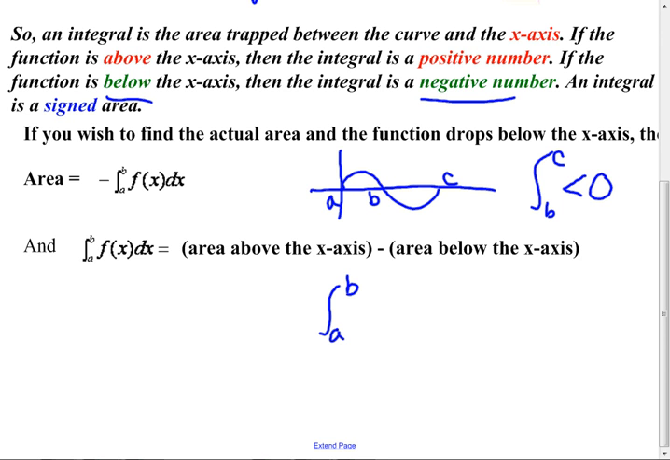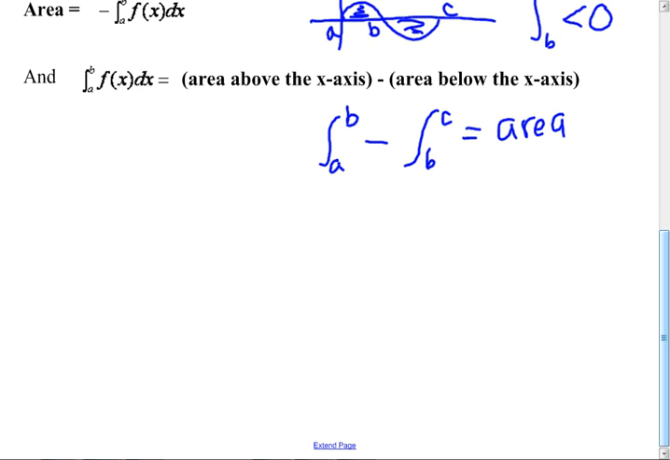I don't want that. I want to paint this. I want to know how much paint to cover that and to cover that. So I don't want that to be negative. So if you do minus and subtract that negative number, which is B to C, then I'll actually get the area. Or another way to think of it is you can use the integral, and if you're on your calculator, by the way, you can do it this way, from A to C.